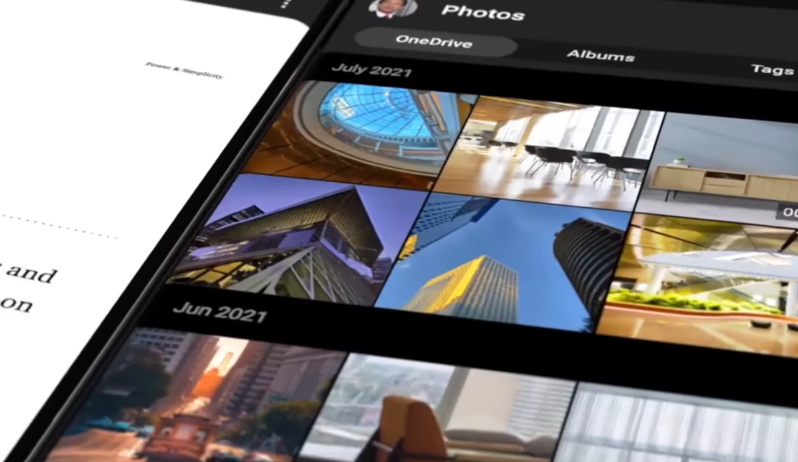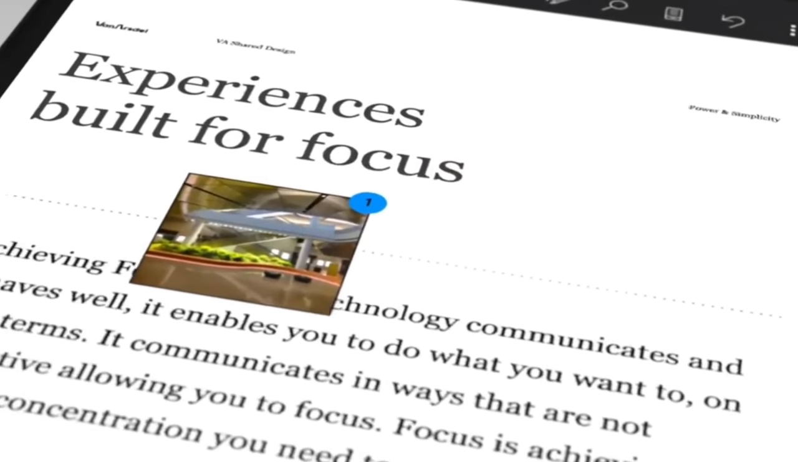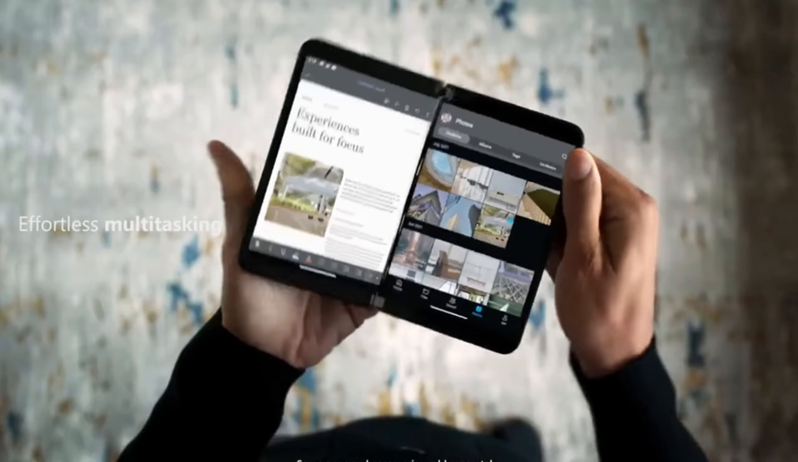So these are the new Microsoft devices that you can consider to buy for 2022.